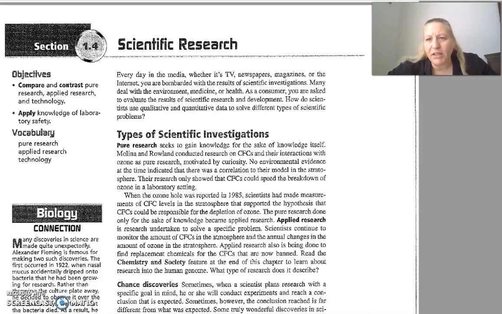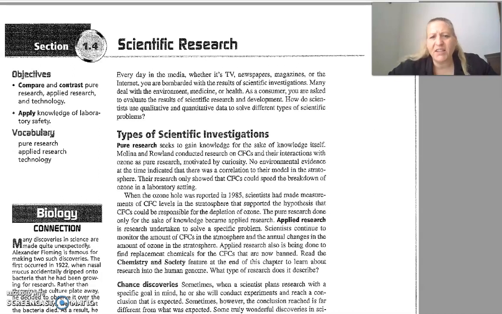All right, today we are going to compare and contrast pure research, applied research, and technology. We're going to apply knowledge of laboratory safety. Here are our vocabulary words for today. When you get to these, you might want to pause and write down the definitions. What is pure research, applied research, and technology? So our first vocab word is right here, pure research.